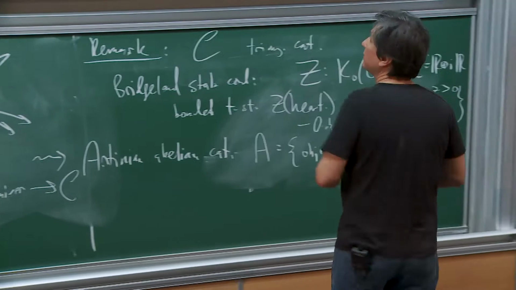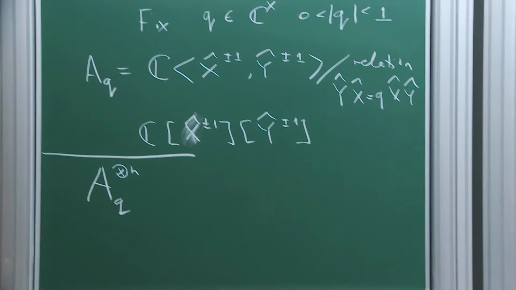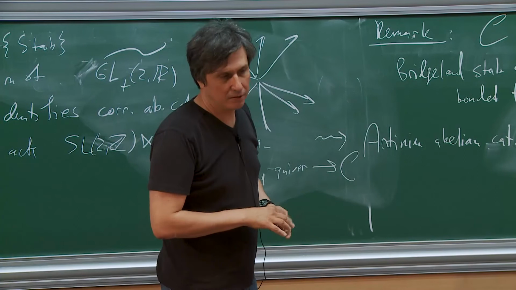Which symmetry? SL2Z acting by automorphisms of the algebra, it goes from one holonomic model to another. And I wanted in this description to see, maybe, replacing x and y by monomials, you get the Fourier transform, x goes to y, y goes to x inverse, something like this.